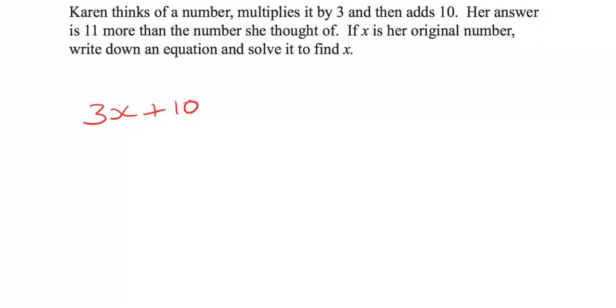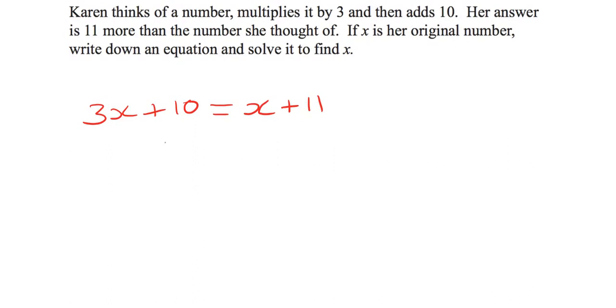Let's carry on. Her answer is 11 more than the number she thought of. So this thing we wrote down is 11 more than the number she thought of. Well, the number she thought of was x, so surely that means it's equal to x plus 11. If x is her original number, write down an equation and solve it to find x. Well, there's the equation already written down. Now let's solve it to find x.